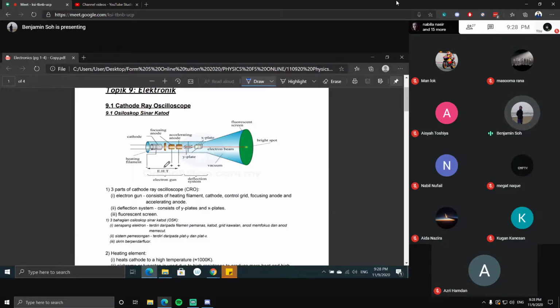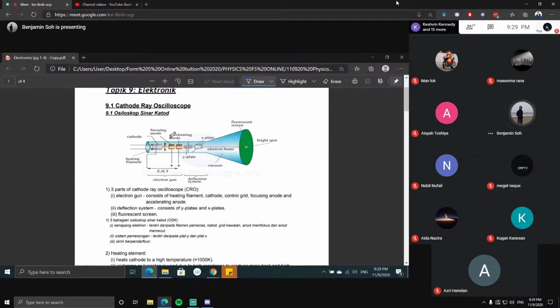The electron gun consists of the heating element first, the heating filament, the coil here. Then the cathode, this piece of rectangular thing here. After that, in front is the control grid. Then in front is the focusing anode, and after that the accelerating anode. Those are the things in the electron gun. The deflection system only has 2 things inside: Y plates and X plate. And finally, the fluorescent screen.